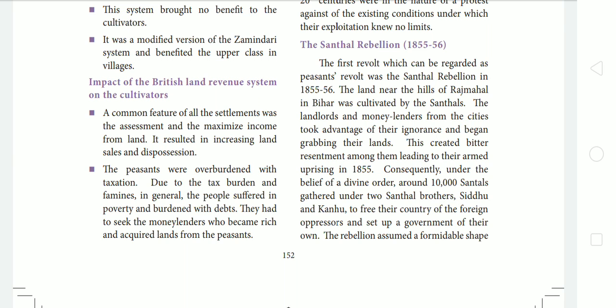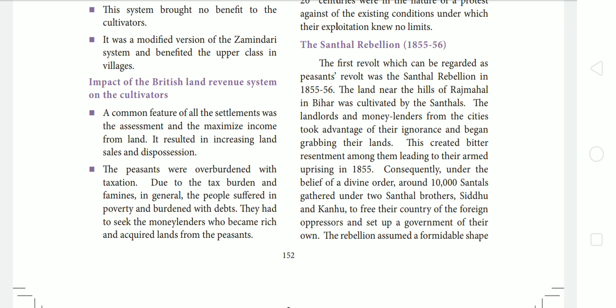The land near the hills of Rajmahal in Bihar was cultivated by the Santhals. The landlords and moneylenders from the cities took advantage of their ignorance and began grabbing their lands. This created bitter resentment among them, leading to their armed uprising in 1855. So the first revolt against the British by the peasants took place in the year 1855. The first rebellion was the Santhal rebellion.